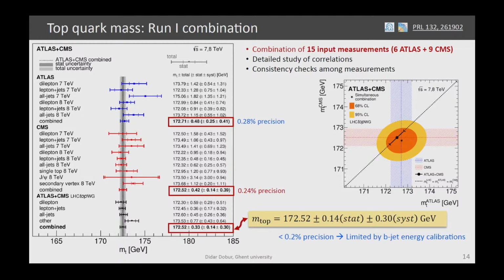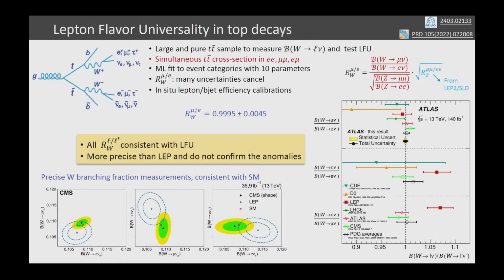The black dot is the combined final measurement, which agrees with the CMS-only and ATLAS-only combinations very nicely, and we have the top mass down to 330 MeV, heading to the 0.1% level of precision. These measurements are limited by B-jet energy calibrations.